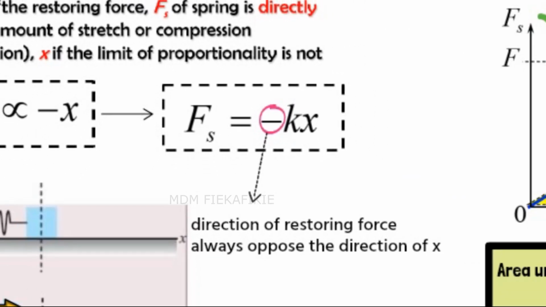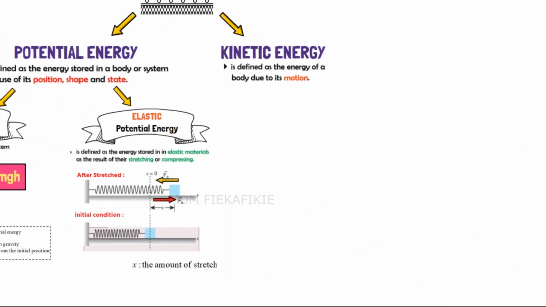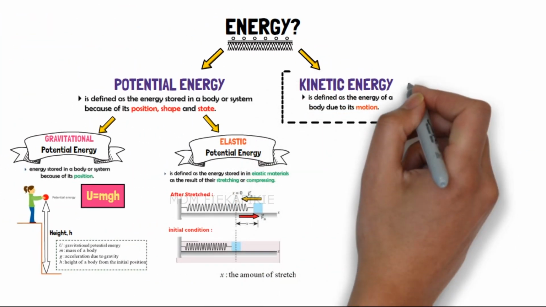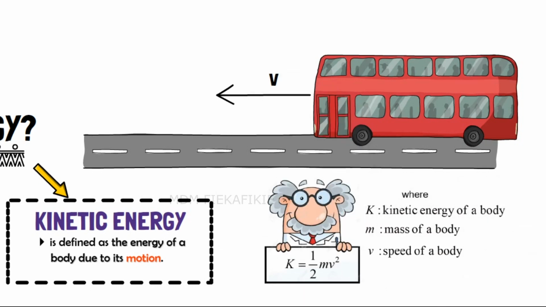Jadi jangan lupa, equation elastic potential energy is equal to half kx squared, dan equation untuk restoring force Fs equal to negative kx. Jadi sekarang kita akan beralih kepada jenis energi yang kedua, iaitu kinetic energy. Contoh dekat sini ada sebuah bas dua tingkat that is moving to the right with the velocity of v. So bila bas ini bergerak, kita boleh katakan bas ini ada kinetic energy.